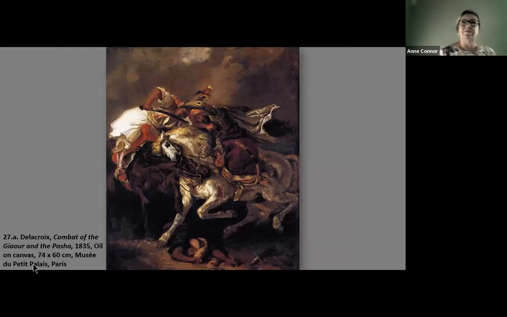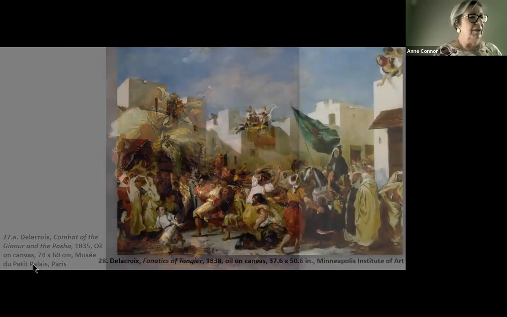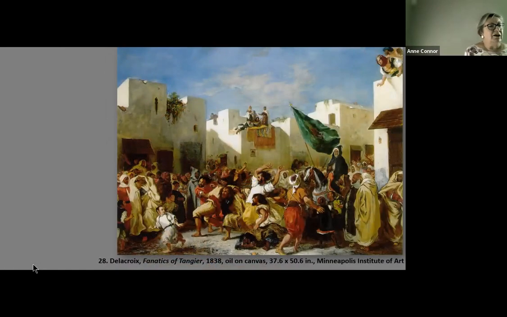And this is a very different version of the painting, centered on the two horsemen, and really showing an incredible influence of Rubens, by the way, in the handling of the horses and the energy in the painting. Also, this is very typical of some other paintings he did. This is the Fanatics of Tangier.